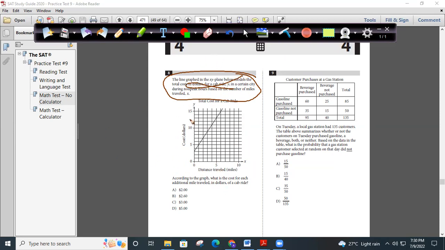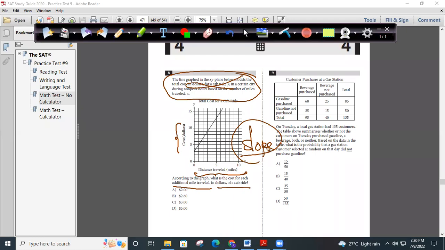Now the question starts. What is the question? According to the graph, what is the cost for each additional mile traveled in dollars for a cab ride? What is the cost for each additional mile? What is the change in Y per unit change in X? That means they're indirectly asking you to find the slope of this line.